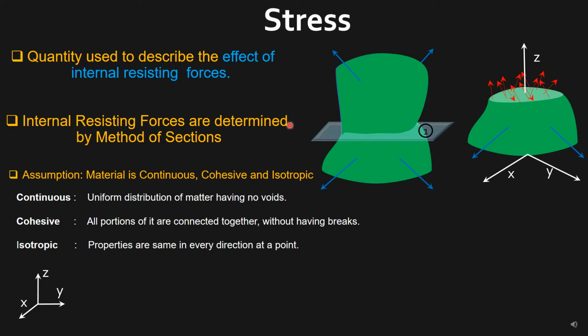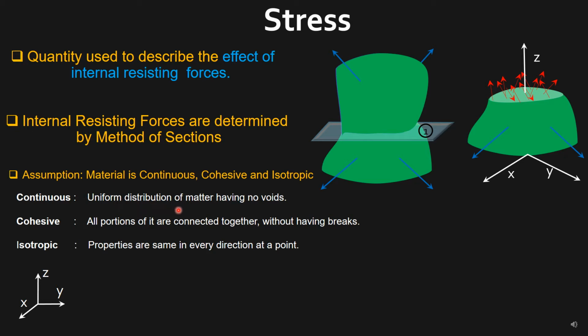So in method of sections, we pass planes through a body at a point, and those planes cut the body in two halves, and we analyze one section of the body for the resisting forces. So the assumption in strength of materials is that the body is in equilibrium, and the material is continuous, cohesive and isotropic.